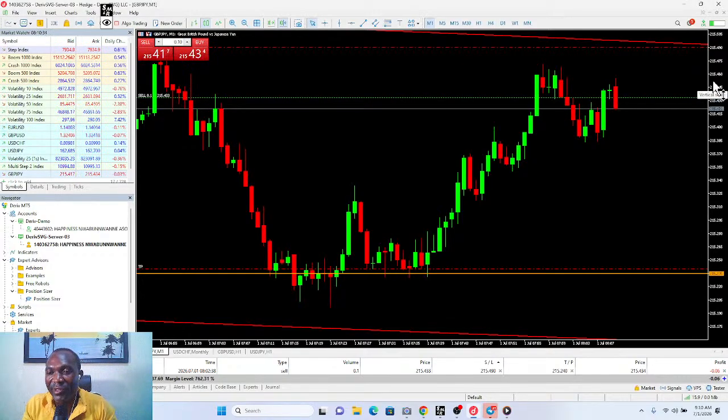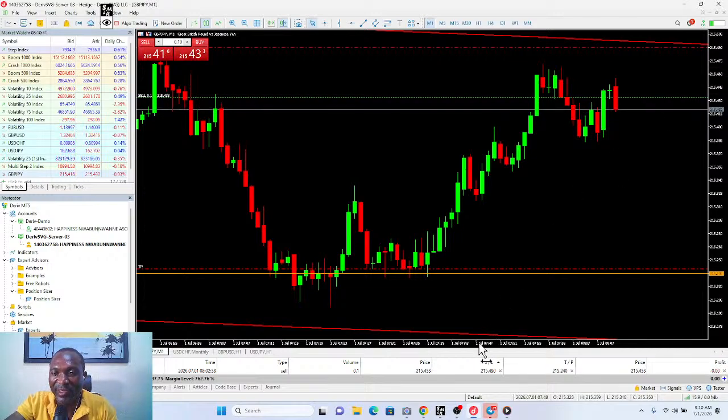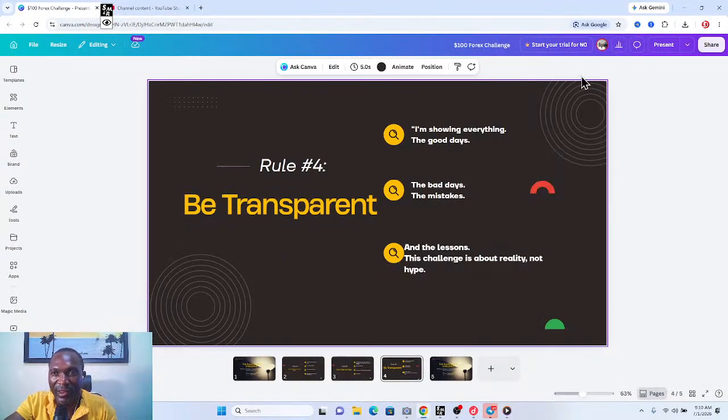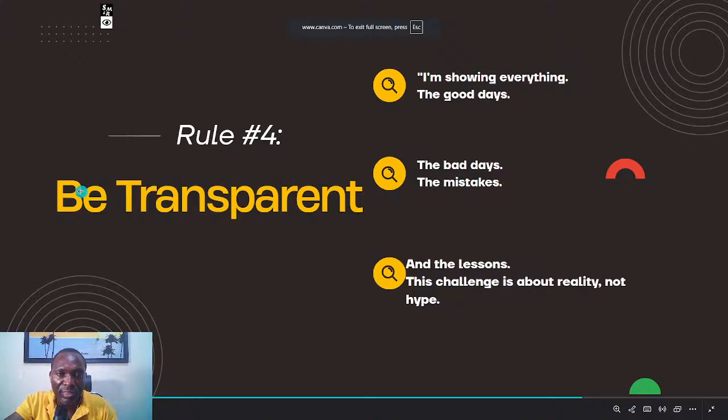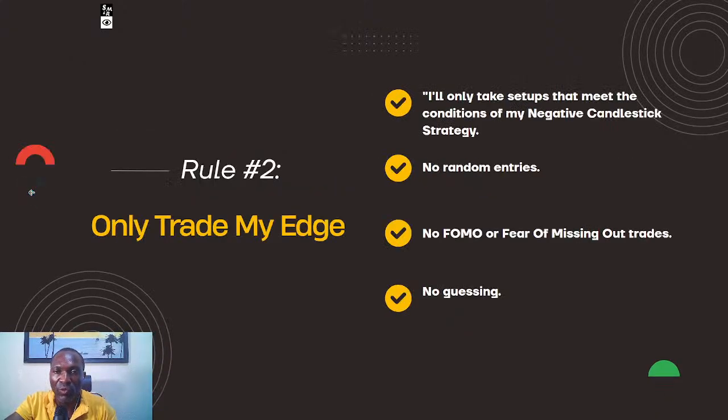If we lose this trade, fine. If we win this trade, fine. But one of our rules is no revenge trading. For today, let me go back to our rule so that once we enter, we should be transparent. I'm showing everything: the good days, the bad days, the mistakes, and the lessons. This challenge is about reality, not hype.